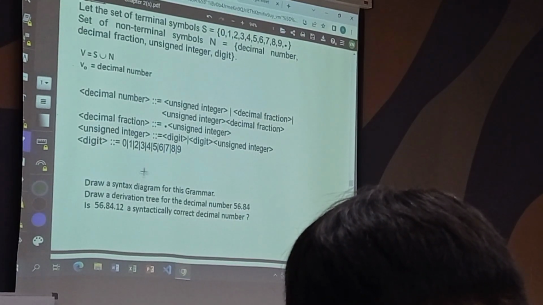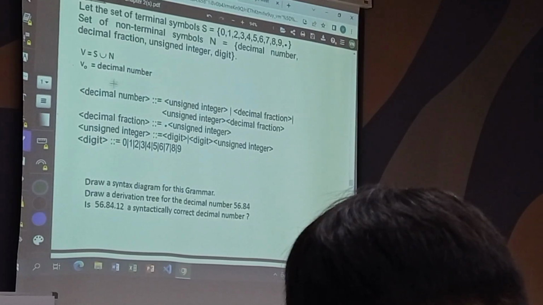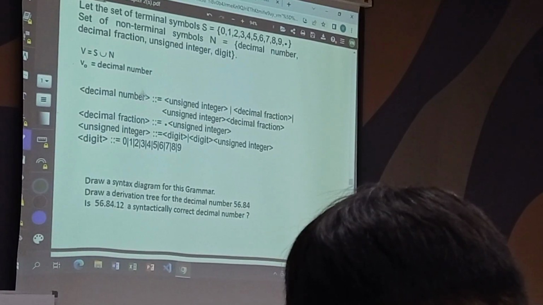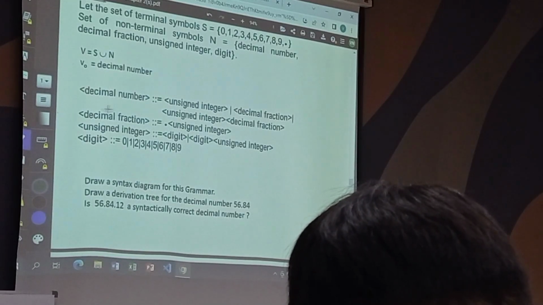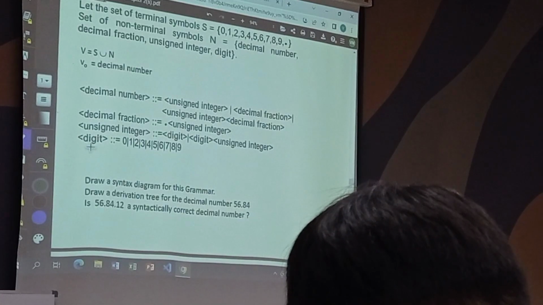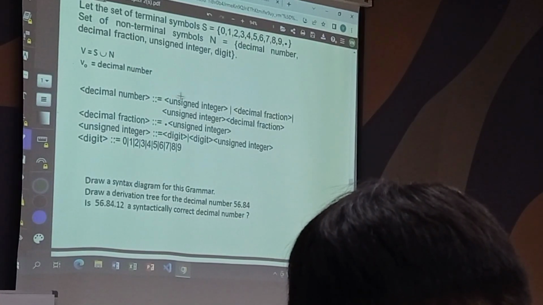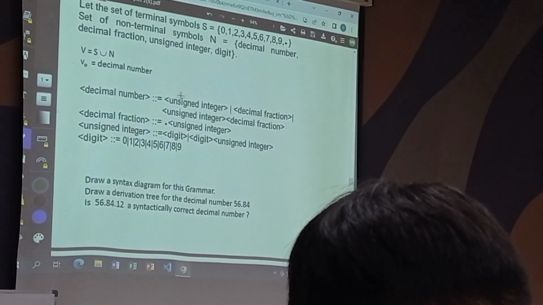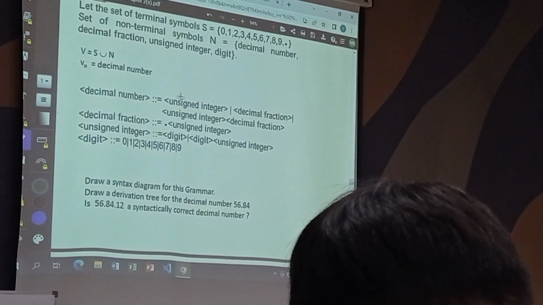Now, for the syntax diagram, we can separate it into 4. The first one, you draw decimal number. Second, you draw decimal fraction. Third, you draw unsigned integer. And the fourth, you draw digit. Can you do that? Syntax diagram. Can, right? Okay, draw now.